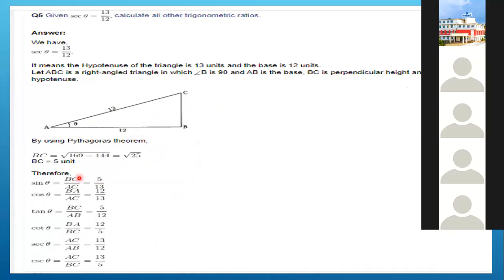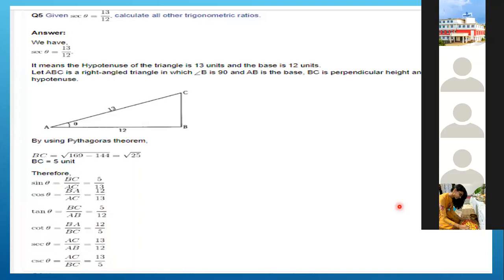So first, sin theta is opposite by hypotenuse, that is 5 by 13. Have you all got the correct answer, children? Yes, ma'am. Cos theta is adjacent by hypotenuse, 12 by 13. Tan theta is opposite by adjacent, 5 by 12. Cot theta is the reciprocal of tan, it is 12 by 5. Secant theta they've already given. Cosecant theta is the reciprocal of sin, that is 13 by 5. I hope all have got the answer. Okay, shall we move on, children?